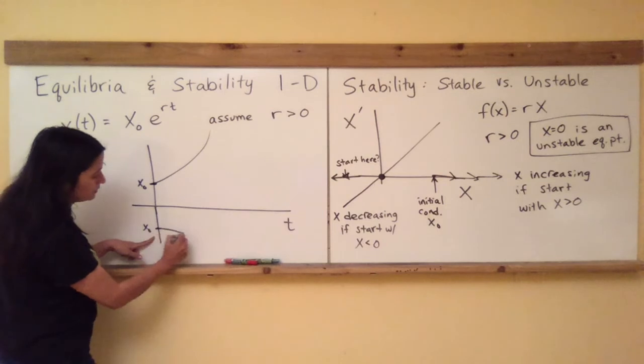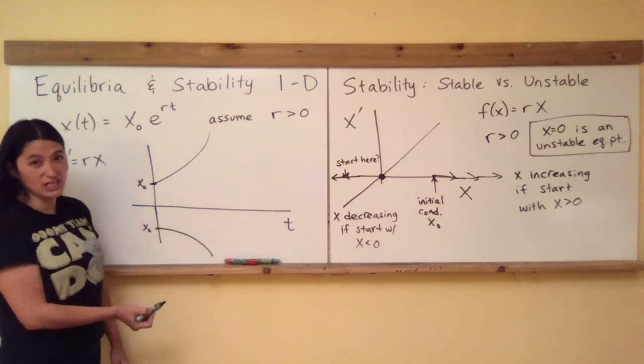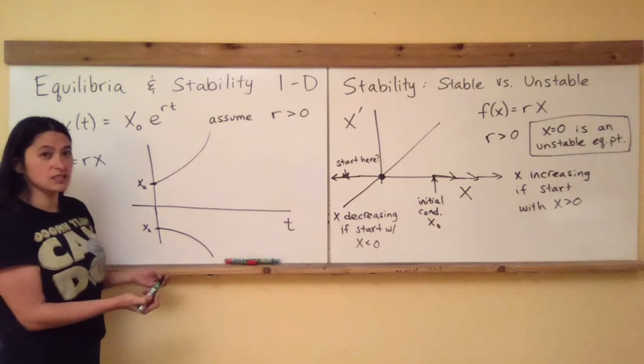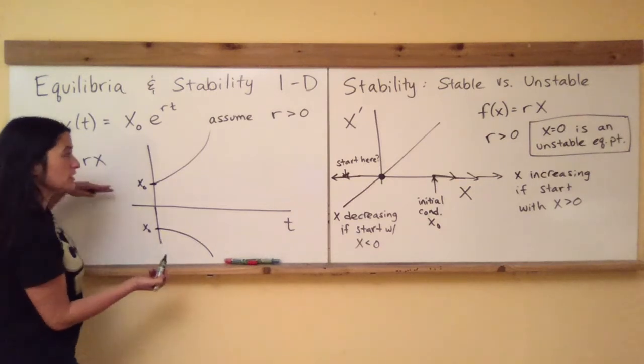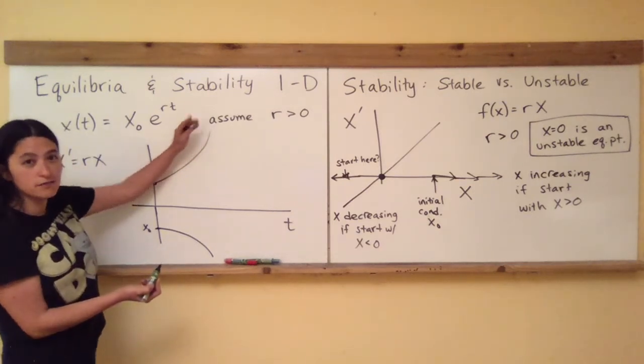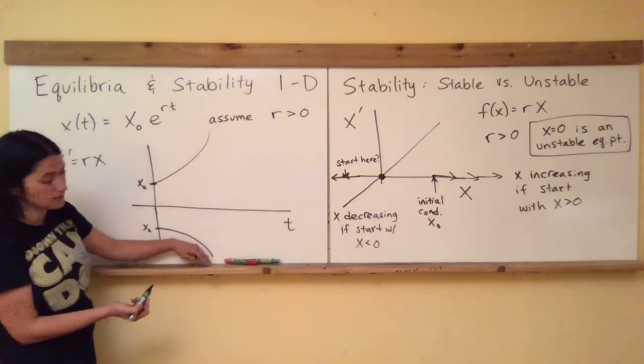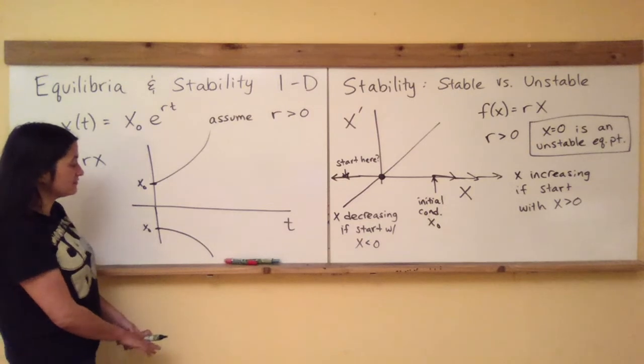It looks like exponential growth in the downward direction. Okay, so either way you slice it, this is going to be exponential growth. Either it's going to get really, really big positive if I started with something positive, or it's going to get really, really big negative if I started with something negative.